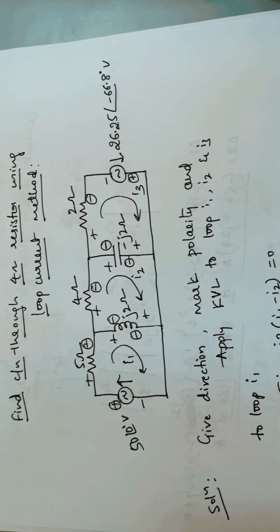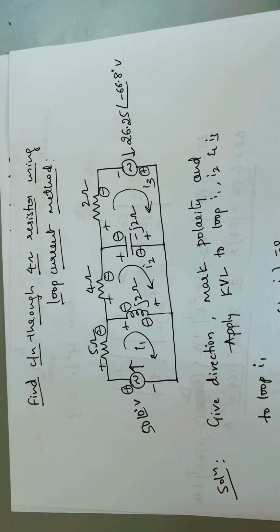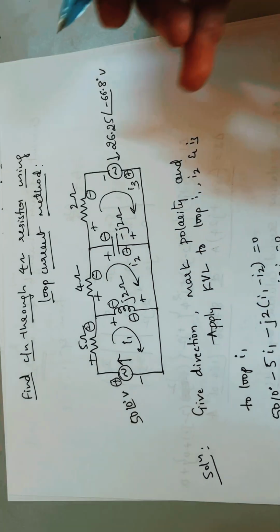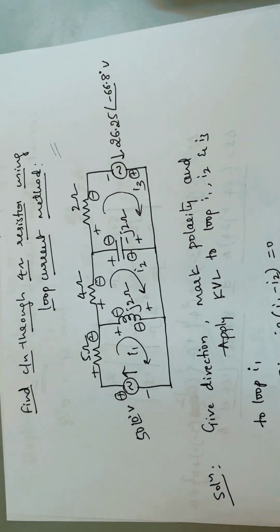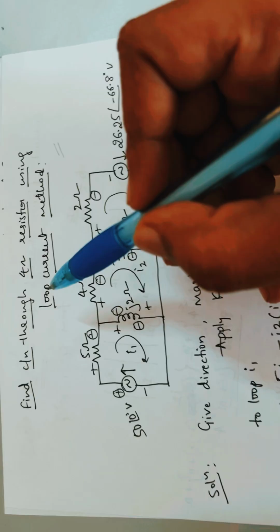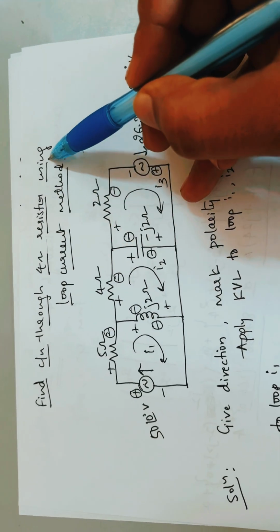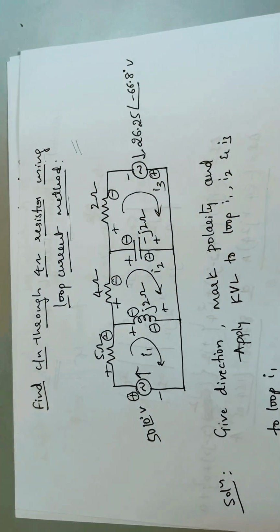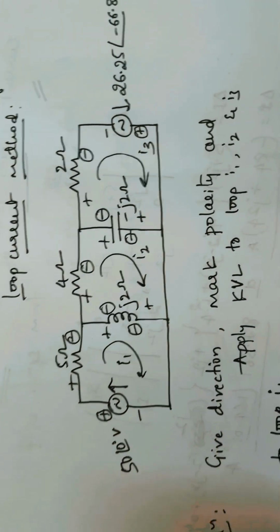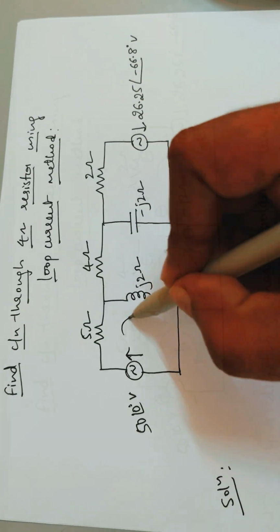In this video let us discuss an AC circuit problem for mesh analysis, that is KVL. You can see here, find the current through the 4 ohm resistor using the loop current method or else the mesh analysis method. Just see here, this is the circuit diagram. You can observe the circuit diagram.